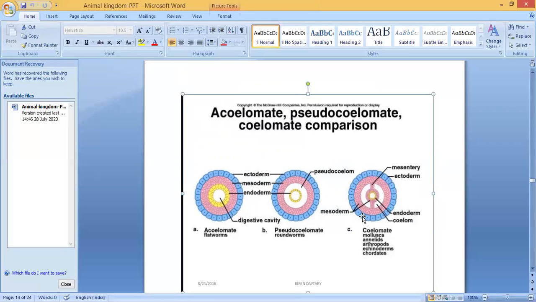So I'll repeat once more: ectoderm, mesoderm, this also mesoderm, again yellow color, that is endoderm. Then here this is a coelom or body cavity, and in the center is the digestive cavity. Then this bridge-like thing is called mesentery. So these are the differences between acoelomate, pseudocoelomate and coelomate. In acoelomate, the coelom or body cavity is absent. In pseudocoelomate, you can see a body cavity, but it is a false coelom. Then here you can see the true coelom or true body cavity.